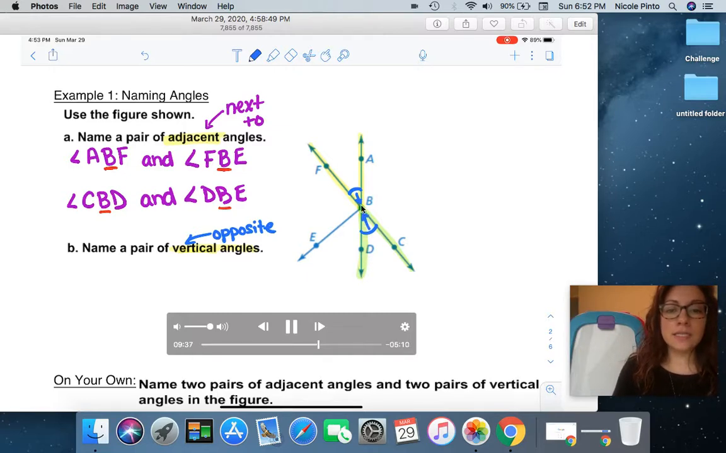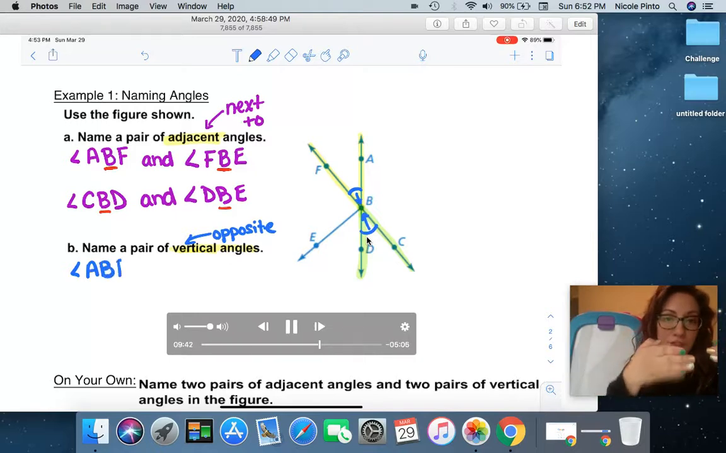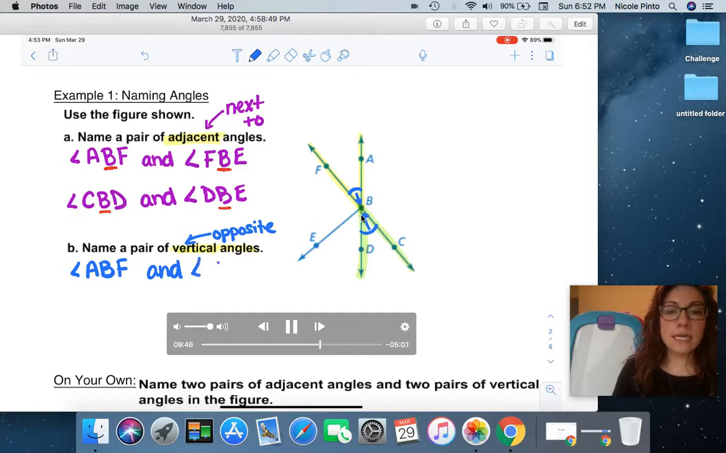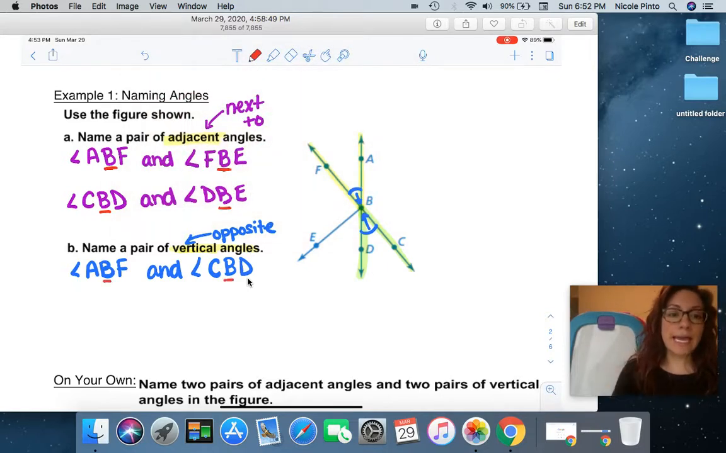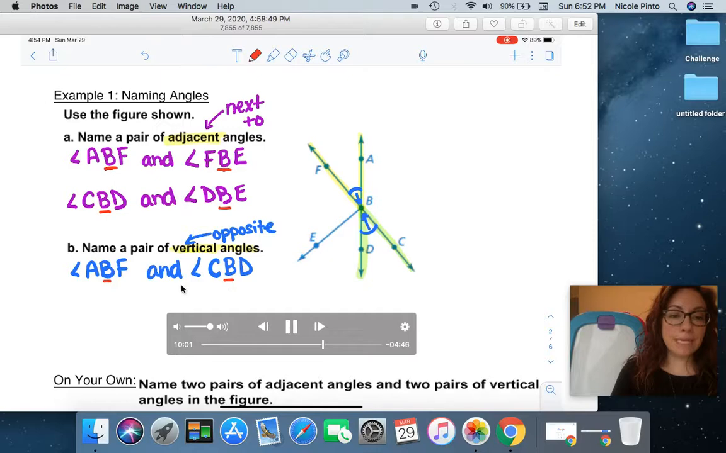Okay, and you can see that I drew arrows here pointing, the 2 pointing directly in front of each other. You'll notice they're pointing towards the same vertex, vertex B. So angle ABF and angle CBD are vertical. They are directly in front of each other. And again, the vertex B is shared in both sets of letters.